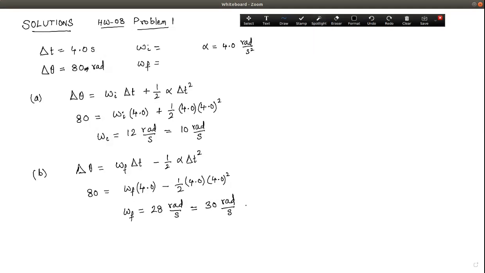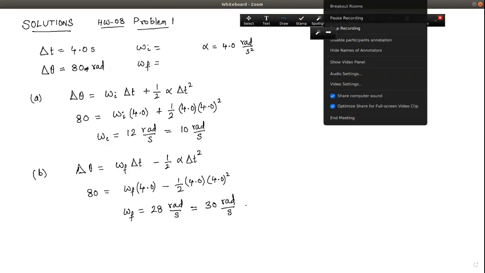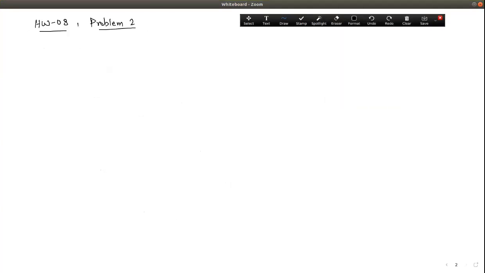And let me pause for a minute. In problem 2 of homework 8, we have a turntable on which we keep a penny, and the turntable is moving with a constant angular speed. So let's say we take a circle that I can draw.